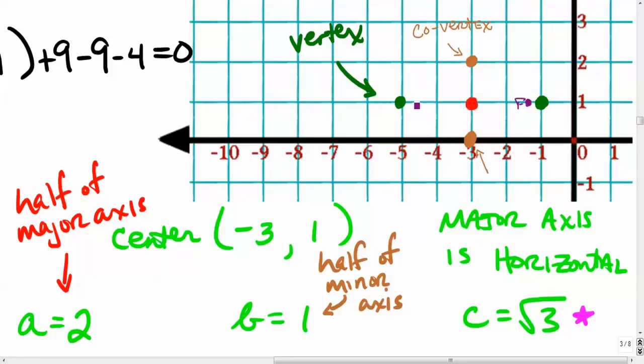And left about 1.7, and that's our focus. So we have our center in red, our vertices in dark green, our co-vertices in brown, and our foci in purple. So now we are ready, of course, to connect the dots. Let's see if we can't connect these dots and make a nice ellipse. And that's not too bad.